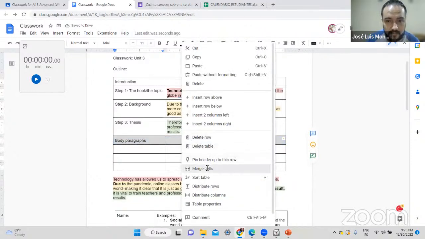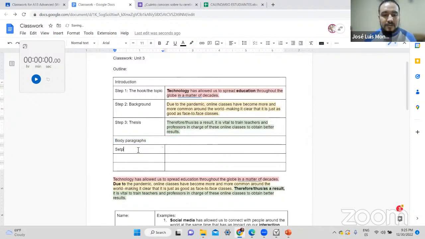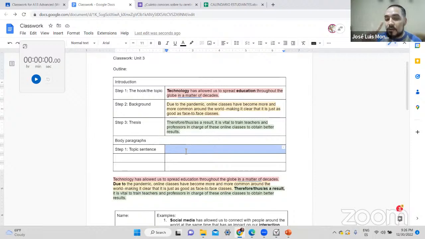Let's go to step 1. Again, this is just to have that organized. And the topic sentence. We say sentence, but remember that a sentence can be complex, compound. It means that it can have 1, 2 complete ideas, or even 3 complete ideas. So it depends on how you organize your topic sentence.